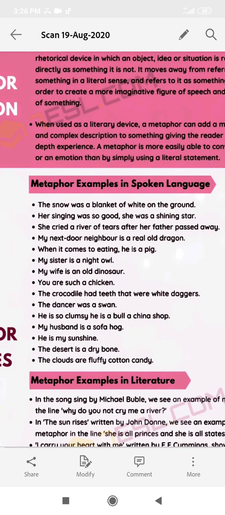આંસુઓની નદી જેવું રડી, એમ આંસુઓની નદી રડી એવું. So her cry or tears compared with river. Her cry or tears, they are compared with river without the word like or as. So directly compared, it is metaphor. Now next example. My next door neighbor is a real old dragon.